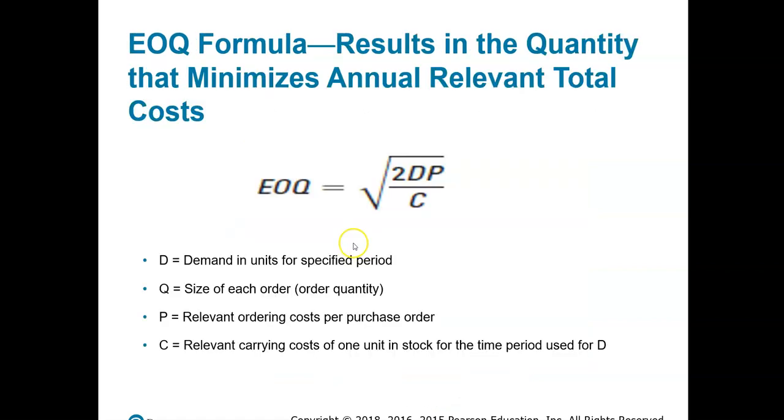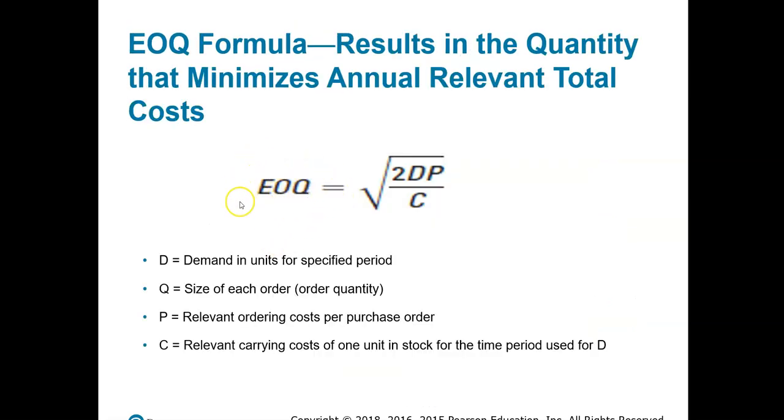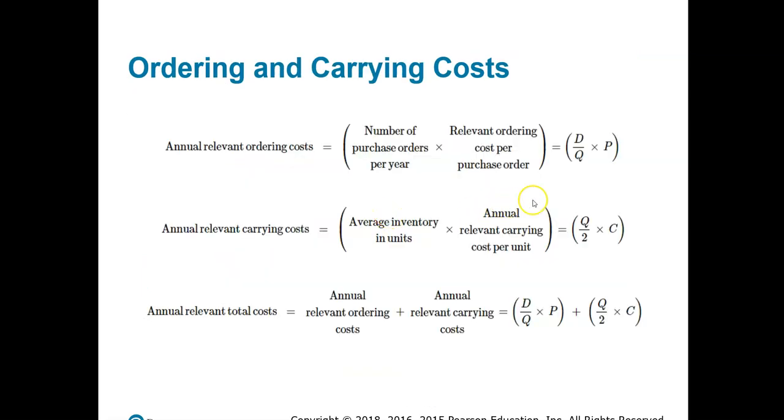So how do I compute that based on this information? Well, I can compute my annual relevant ordering costs by taking the number of purchase orders per year times the cost of placing each purchase order. How do I figure out the number of purchase orders per year? I take my annual demand and divide that by my economic ordering quantity, the optimal quantity that I compute here. This amount is the size of each order, my order quantity. So I take my annual demand, divide that by my order quantity to get the number of purchase orders per year I need to place, and then multiply that by the cost per purchase order.